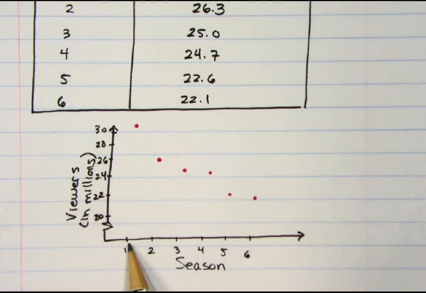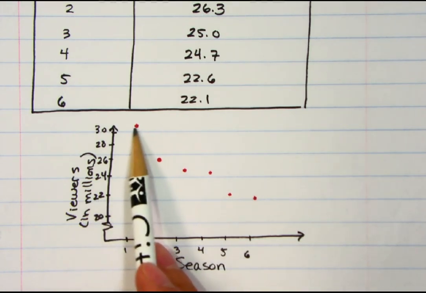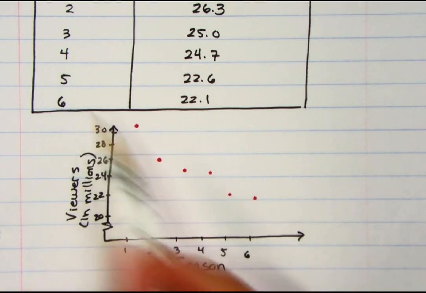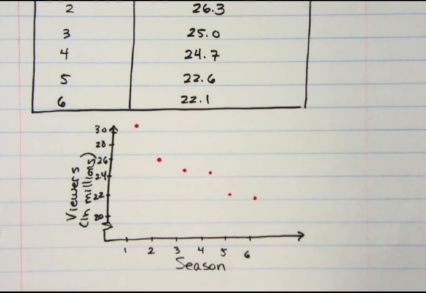Anyway, year 1 was 31.7. So I put that there, and then I graphed the rest of them. Okay, so I start off with creating that. This is a scatter plot.